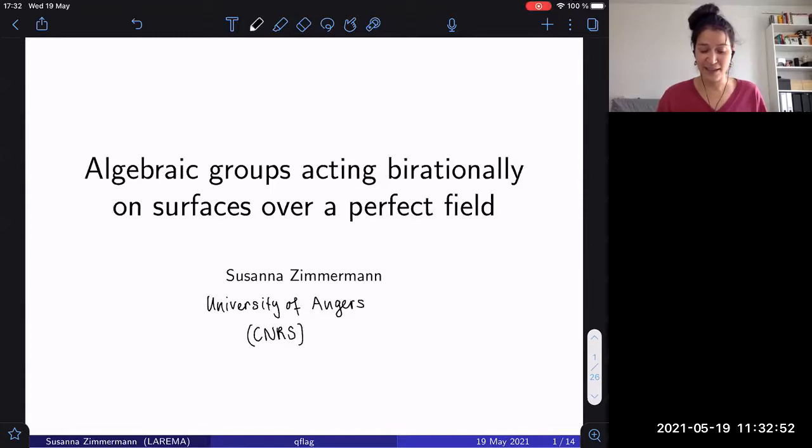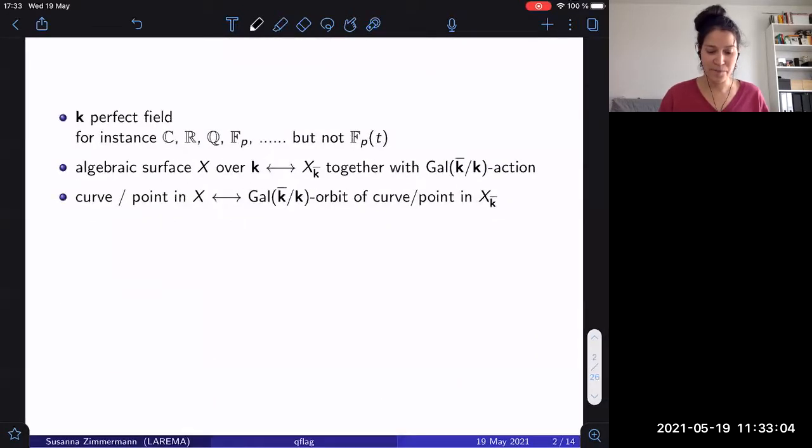So today I want to talk about algebraic groups acting birationally on surfaces over an arbitrary perfect field. Depending on your preferences, K will be some arbitrary perfect field, and you take your preferred one. For many people in my field, that's C, and then R, Q, F_p, what you prefer, but just not F_p(T) or anything similar, because those are not perfect.